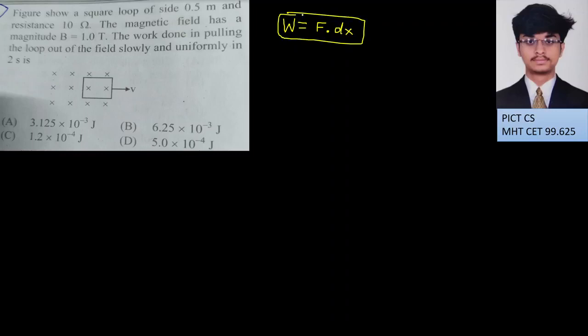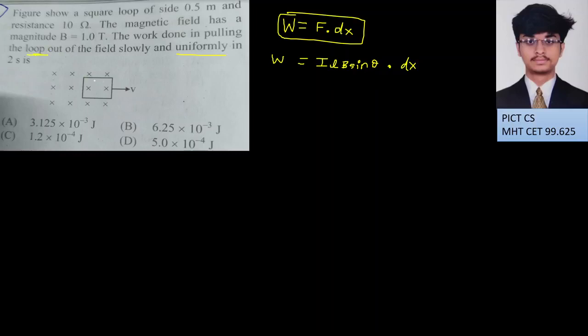F dot dx. Alright, so we know that F in magnetism is ILB sine theta. Of course, it's ILB sine theta into dx. Let's call it here dx. What is the question? Work done in pulling out the loop.